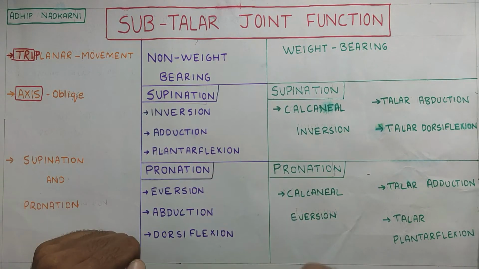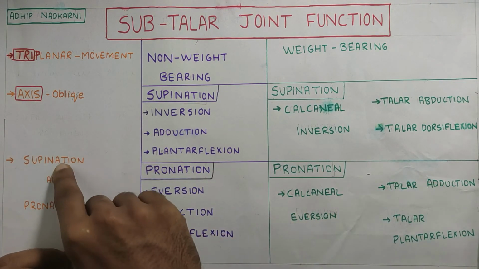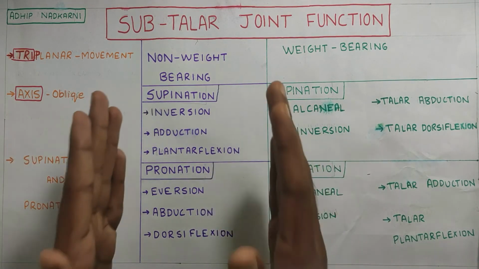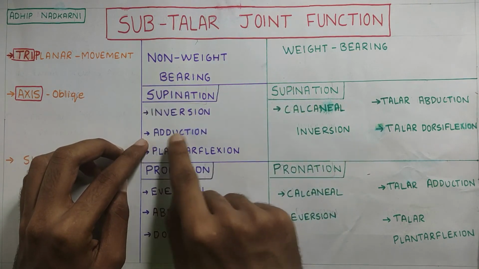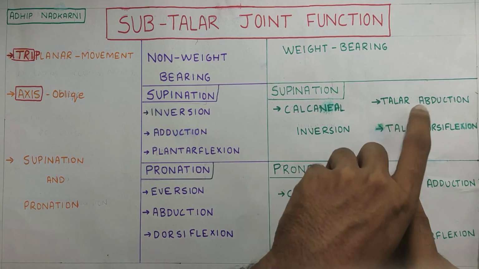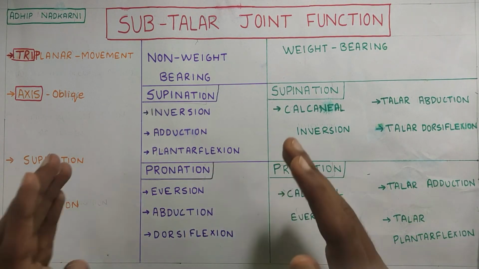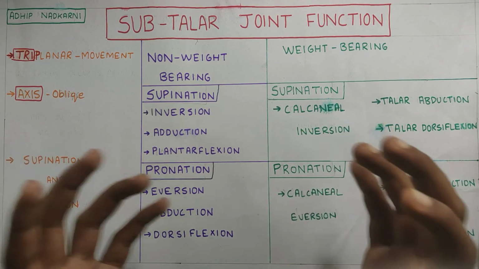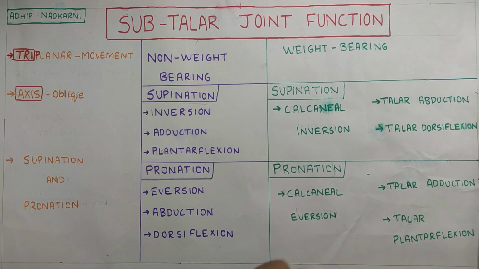We talked about the axis, which is an oblique axis and causes a triplanar movement, that is supination and pronation of the subtalar joint. In non-weight bearing, the calcaneum carries out all the movements, whereas in weight bearing, the two movements, that is adduction and plantar flexion for supination, are taken and flipped by the talus, that is abduction and dorsiflexion. Whereas in pronation, again the calcaneum can only do eversion, whereas the abduction and dorsiflexion part of it is again taken up by the talus and flipped, that is it is doing the adduction and plantar flexion.